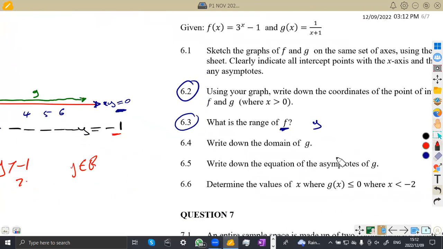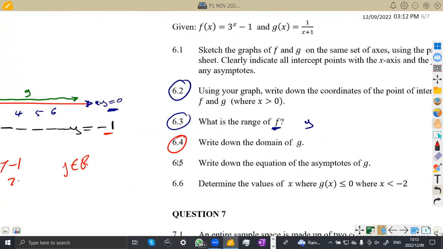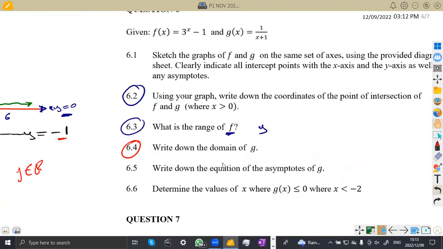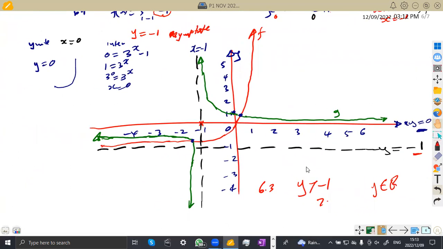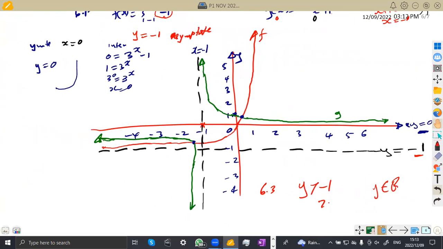6.4, write down the domain of G. Okay, how many marks do we actually have here? It's just 2 marks. The domain of G. For G, we are talking about the x values now. And for G, we can see that it is affected at x is equal to -1. It won't reach the value of x is equal to -1. That's impossible. It won't be able to reach that value. So we're talking of G. So x is not equal to -1. So that's what we have on 6.4.